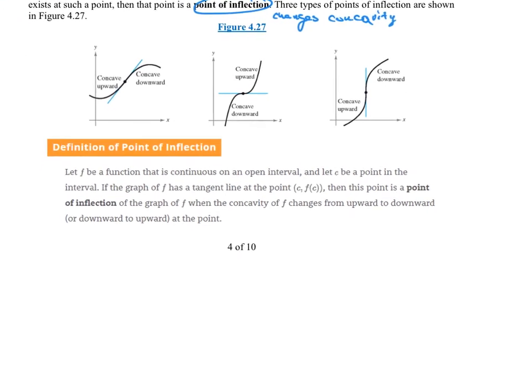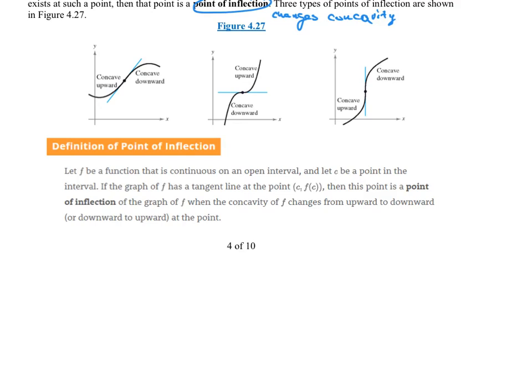So it says, let f be a function that is continuous on an open interval. In other words, it is defined. Let c be a point in the interval. If the graph of f has a tangent line at the point c, f of c, then this point is a point of inflection of the graph of f when the concavity of f changes from upward to downward or downward to upward at that point. So again, two things to note. The function must be defined at that point.